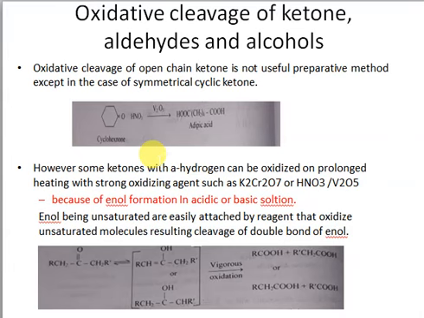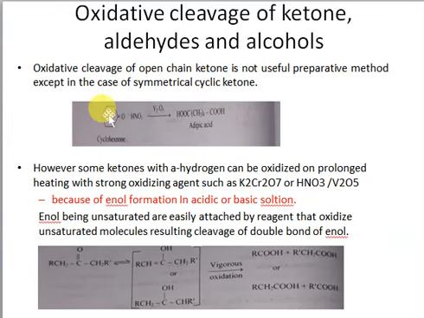For example, consider this cyclohexanone. This is a cyclic ketone, and you can see this is symmetrical. If you cut the molecule from the center, from here, both of these halves will be exactly the same. So what we do is carry out the oxidative cleavage of cyclohexanone, and for that purpose we use nitric acid in the presence of vanadium pentoxide. So you have to use nitric acid, and you have to use vanadium pentoxide, V2O5, with that.